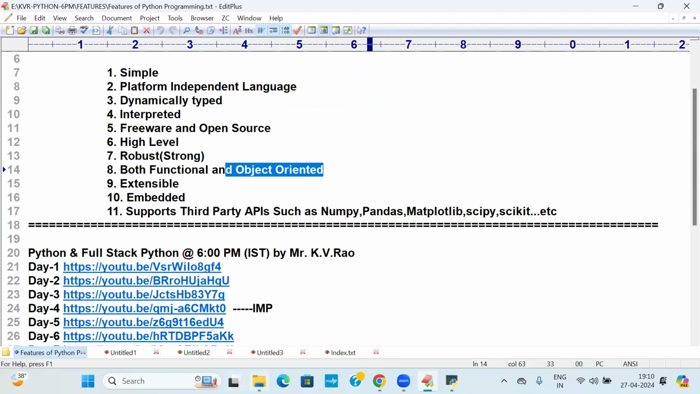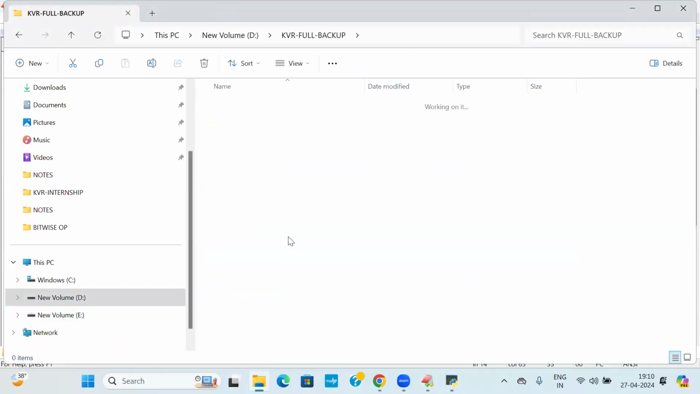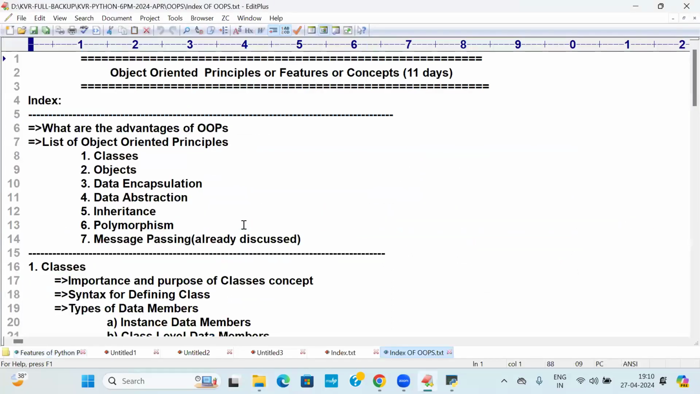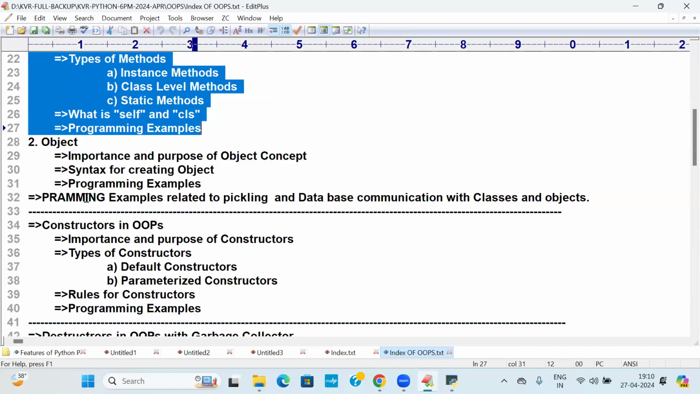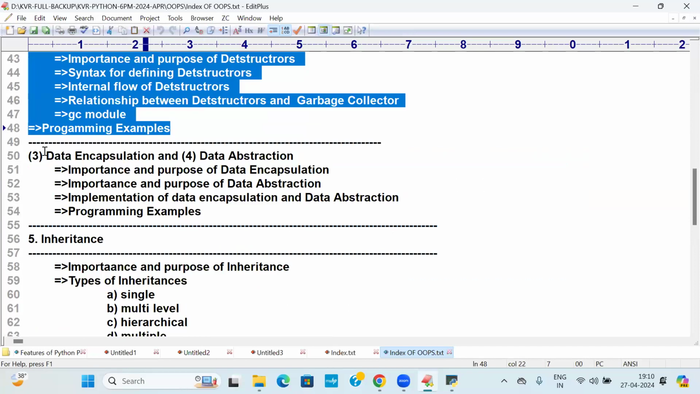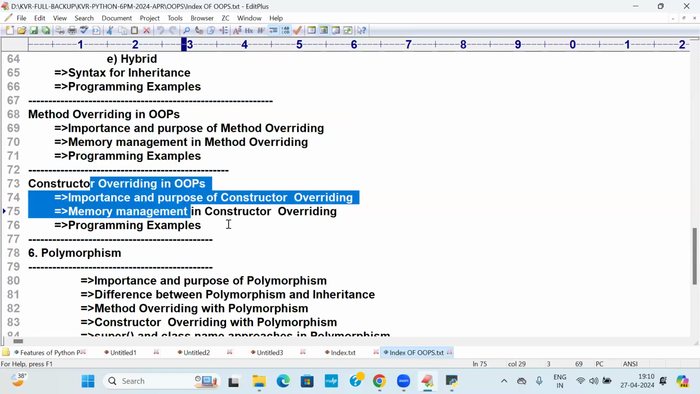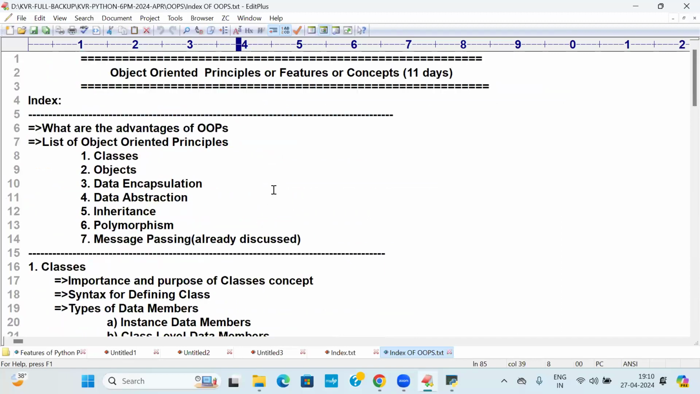When you come to object oriented, it is the same. If you come to the index of OOPS, there also I talk for almost 11 days. First level, second level about the class concept, the object concept, constructors in OOPS, destructors and garbage collector, then encapsulation and abstraction, inheritance, method overriding, constructor overriding, and polymorphism. This is also the content of OOPS only.